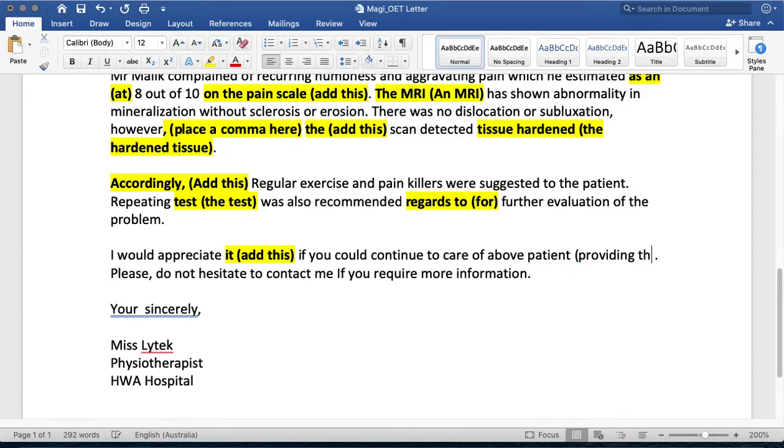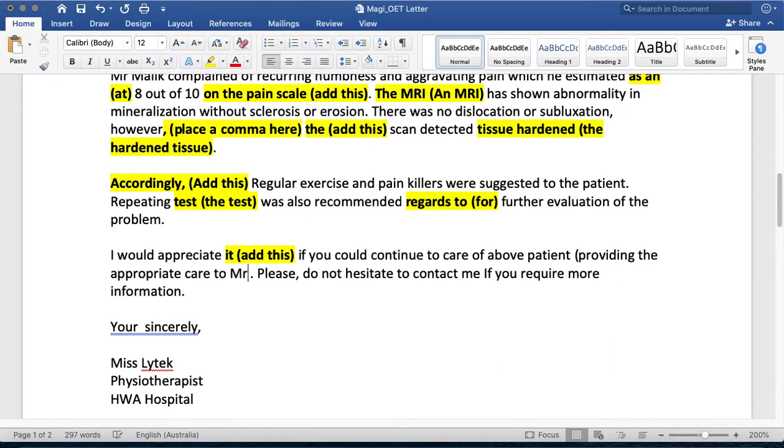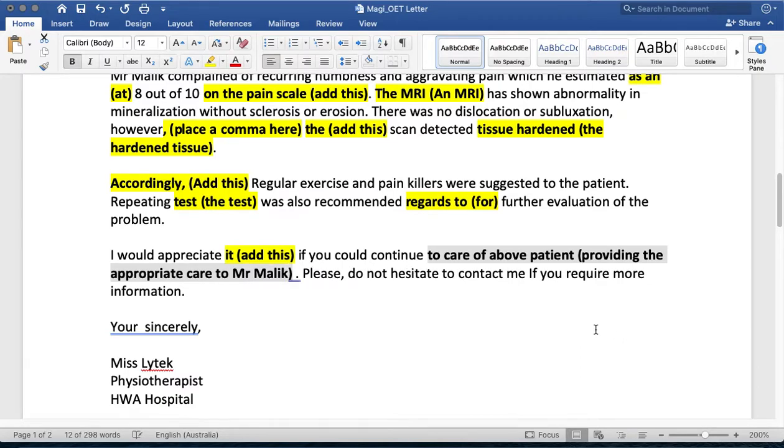providing the appropriate care to Mr. whatever the name of the patient. So it's going to be Mr. Malik. All right. If you could continue providing the appropriate care to Mr. Malik. Whatever the name of the patient, we need to mention them here. All right. And then this needs to be moved left.